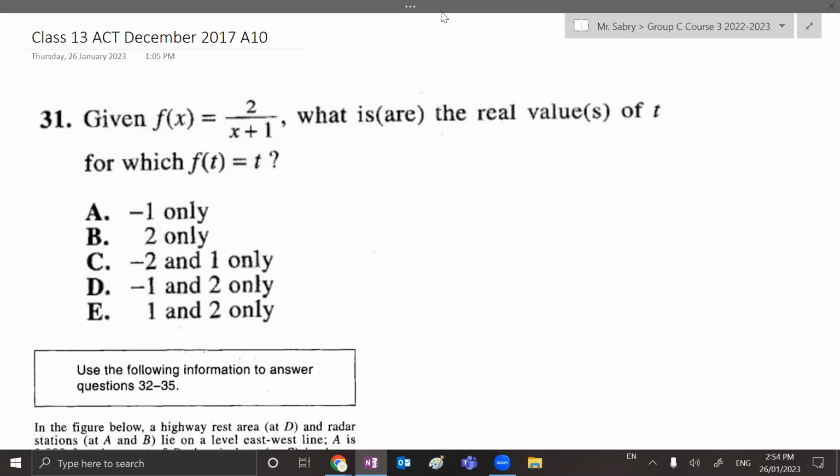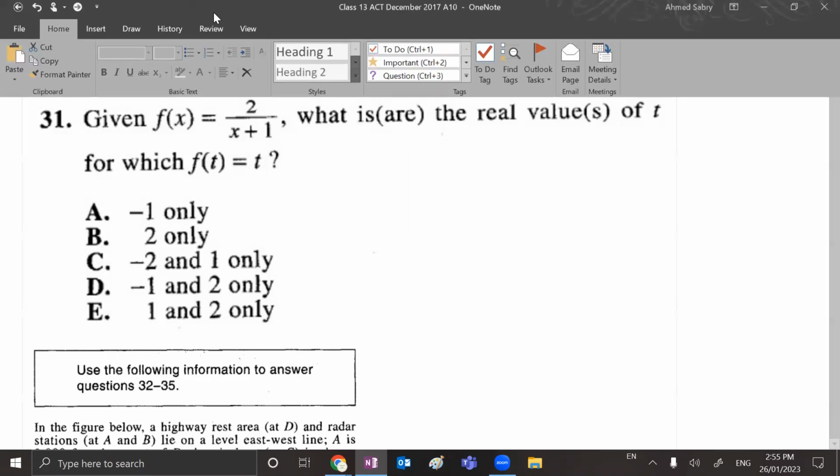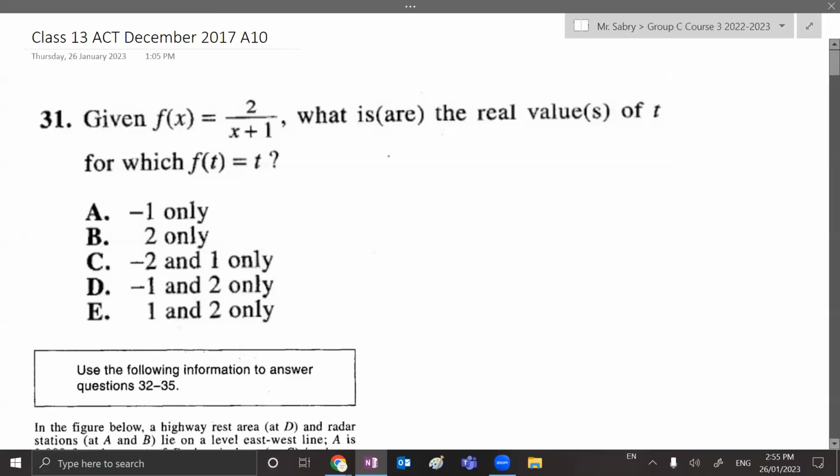We know that f of anything means we're supposed to substitute the x with that thing. So f of t would mean that I need to substitute t instead of the x. So 2 over t plus 1. They said that this is equal to t. And now they want me to find the values of t, so this is an equation that I can solve.